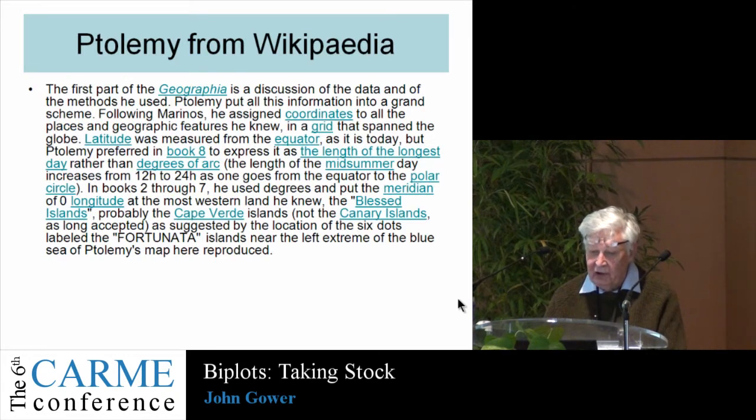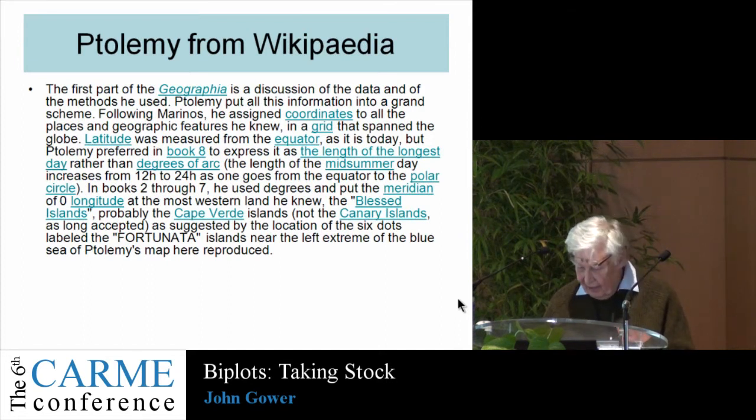Now, following Marinos, and maybe we should be paying respects to Marinos, he assigned coordinates to all the places and geographic features he knew. And in a grid that spanned the globe, notice the word globe, it's fascinating, back in the 1st century AD, latitude was measured from the equator, as it is today, but Ptolemy preferred, in Book 8, to express it as the length of the longest day. They didn't have ways of measuring degrees, but they knew the day length, and this is near enough. So, not going to all these other details, that's exactly how he did it.